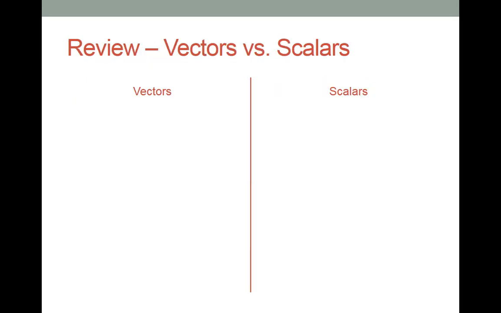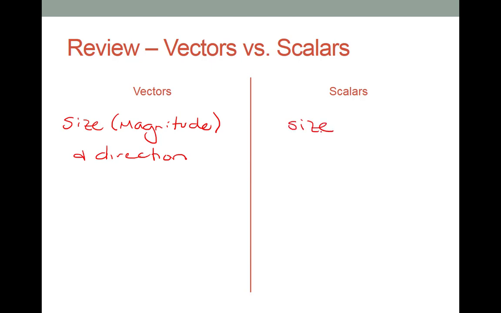Okay, so review really quick of vectors versus scalars. Remember, a vector is something with a size, otherwise known as a magnitude. You can use those 2 words interchangeably. And a direction. Whereas a scalar just has a size. Okay, one is just a number, the other one is a number with an associated direction. Oftentimes that direction is a positive or negative, but it could be something else, north or south. You could even specify an angle, which is what we're going to be moving into.